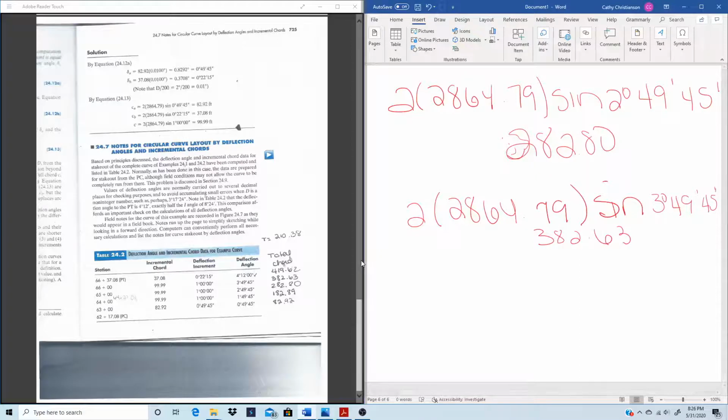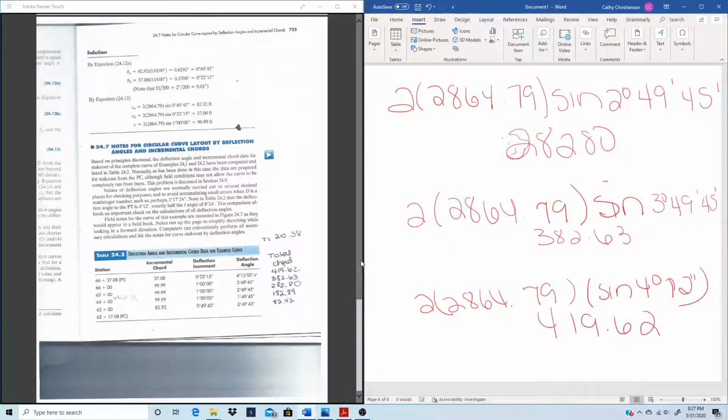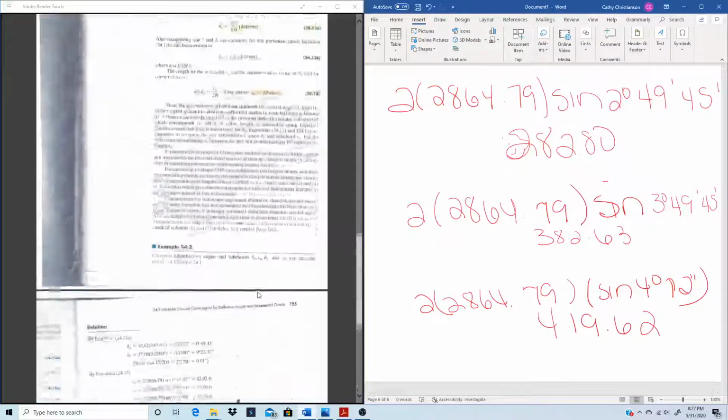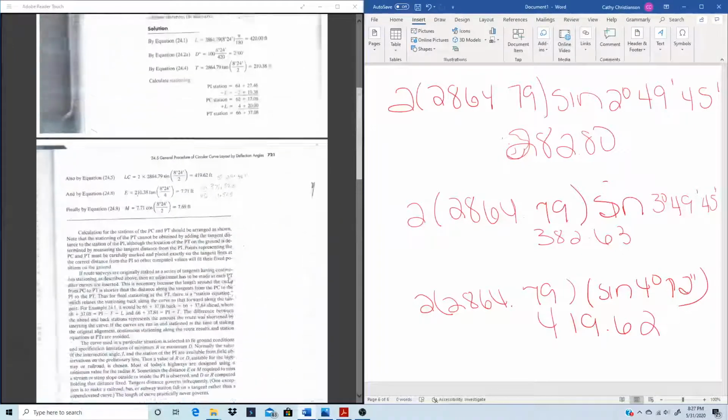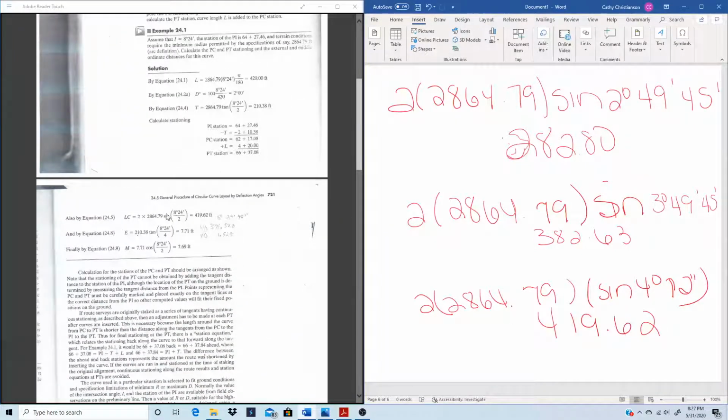And the last one, which is 2 times your R times sine 4 degrees, 12 minutes. And that gives us 419.62. If you look, we solved in that problem the LC, the long chord, and those should be identical. So that's how you know that you solved it right.